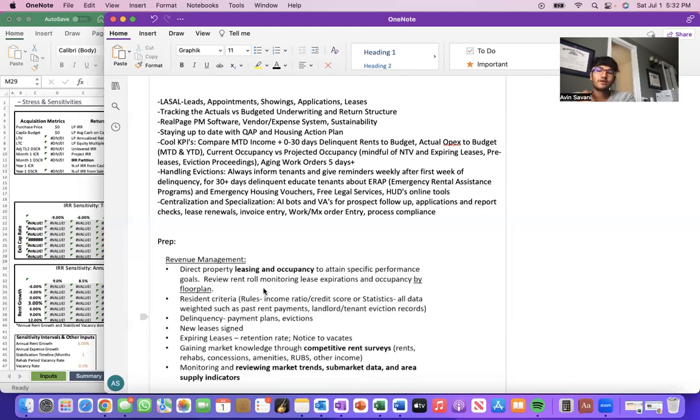And I like to keep kind of a buffer of 10 to 15% at the max of your property taxes, getting into the total operating expenses, I would say. But 10% to 15% is pretty high.